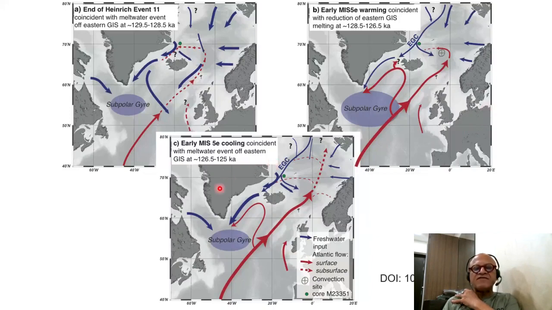Marine isotope stage 5e cooling coincident with a meltwater event of eastern Greenland at 126.5 to 125 kiloyears. So you can again see the change in the current structure both from the north and from the south. So the point I'm trying to make is, depending on the glacier melt and the number of icebergs coming in, the freshwater input into the deep water formation region would change.